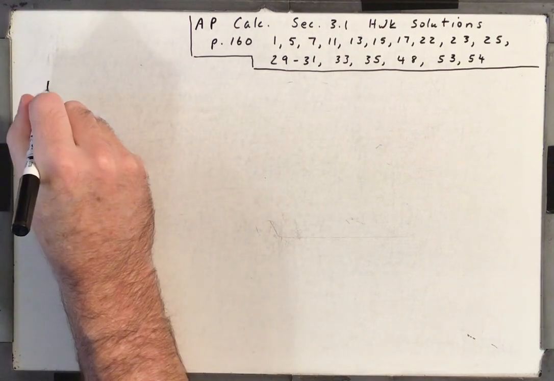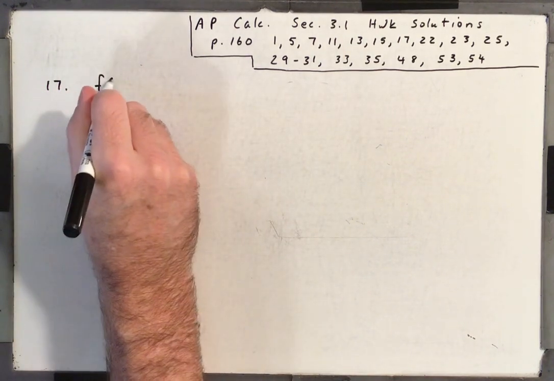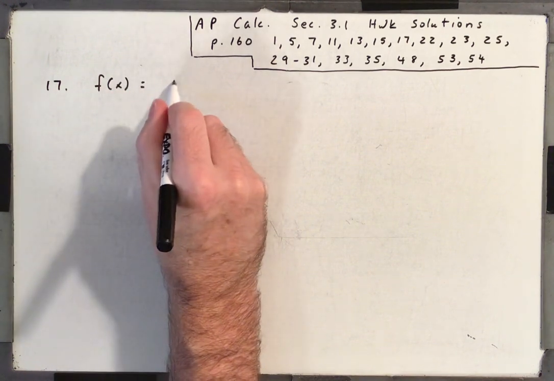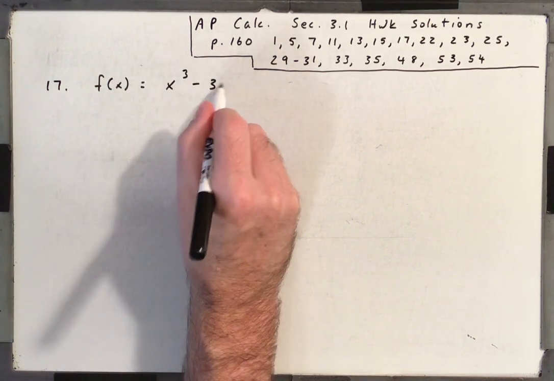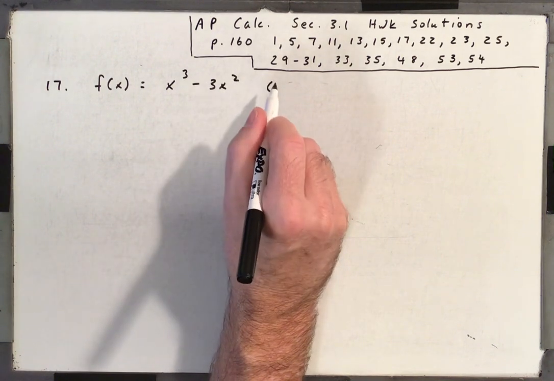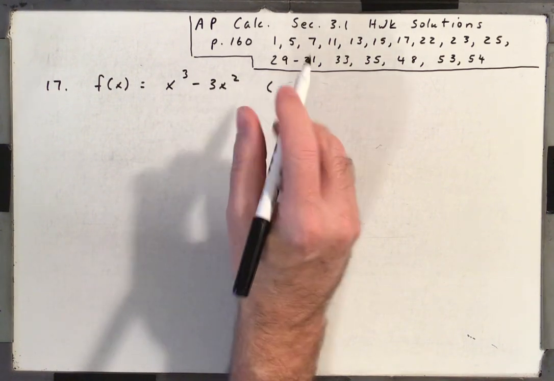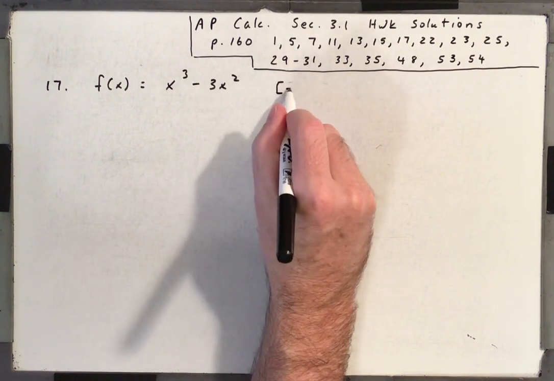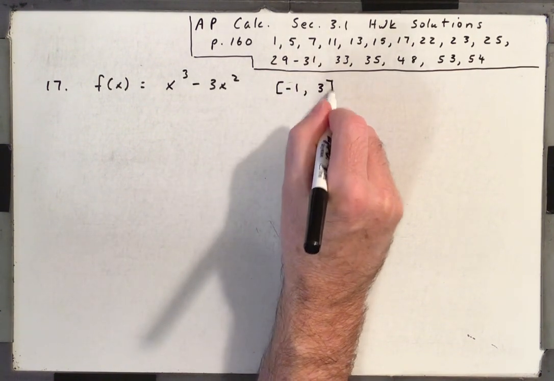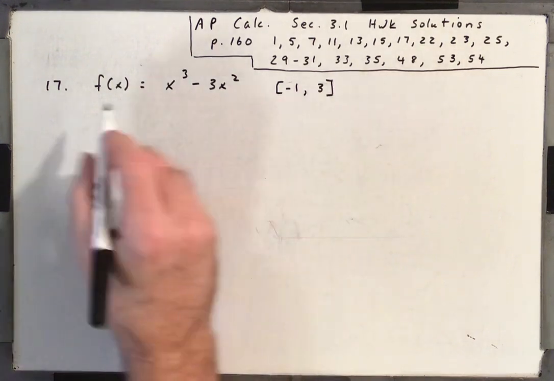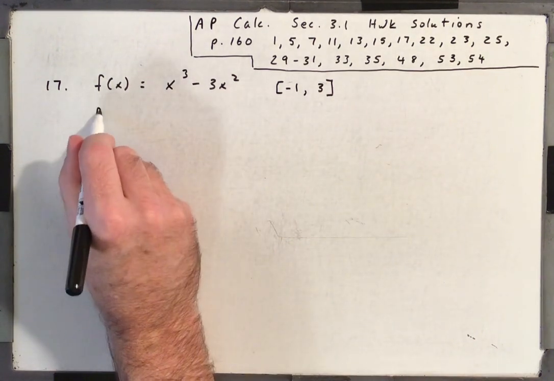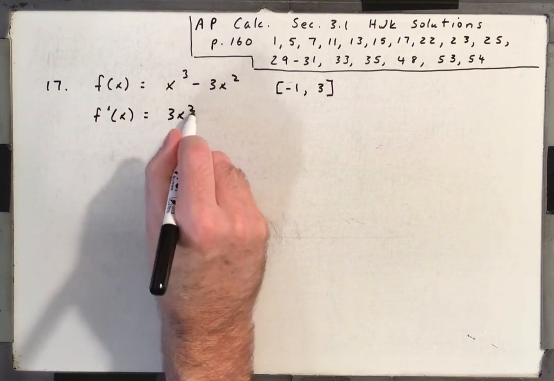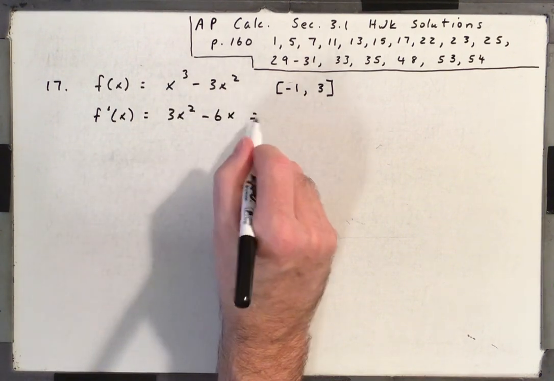Okay, 17. We've got f of x is equal to x cubed minus 3x squared. And we are on the interval -1, 3. Okay, so let's first of all get a critical point. So f prime of x would be 3x squared minus 6x. Set that equal to 0.